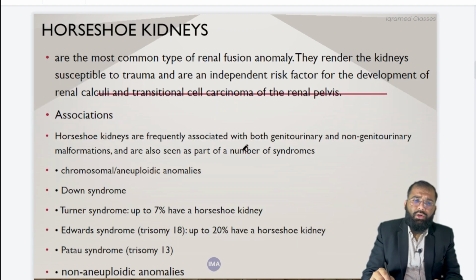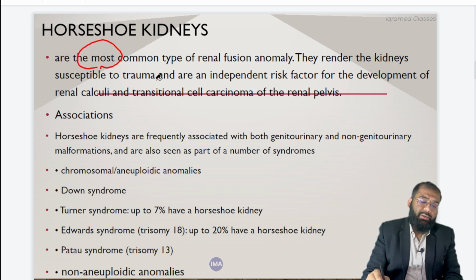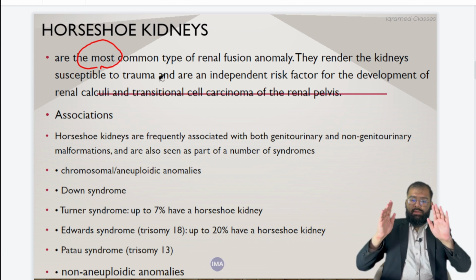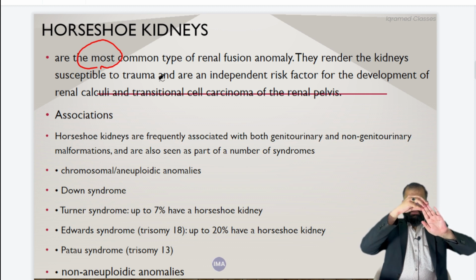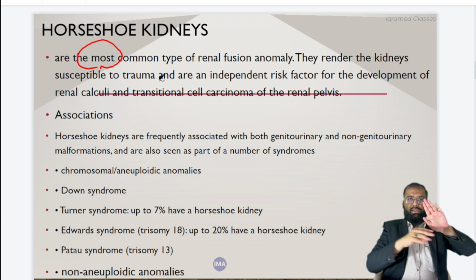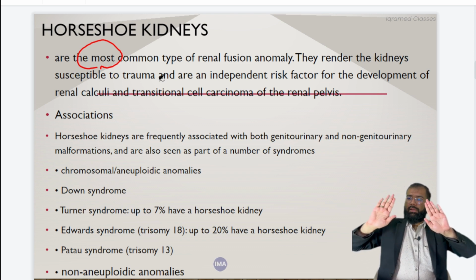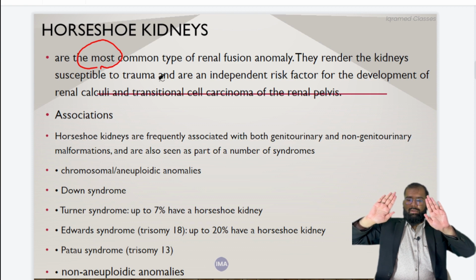Now coming to horseshoe kidney. These are one of the most common types of fusion anomaly which you see. Now when will you suspect that the patient has horseshoe kidney? Now normally kidneys are located like this in the body. So the upper pole is slightly medial, the lower pole is slightly lateral. Similarly, on the left side, the upper pole is slightly medial and the lower pole is slightly lateral.